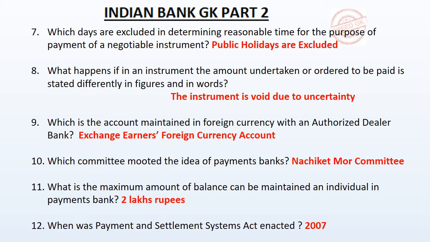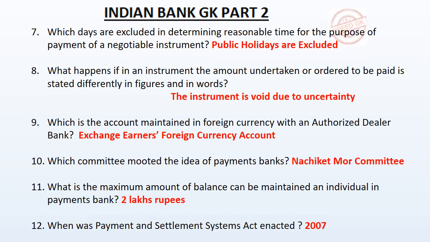Which days are excluded in determining reasonable time for the purpose of payment of a negotiable instrument? Public holidays are excluded. What happens if in an instrument the amount undertaken or ordered to be paid is stated differently in figures and in words? The instrument is void due to uncertainty. Which is the account maintained in foreign currency with an authorized dealer bank? Exchange earners foreign currency account.